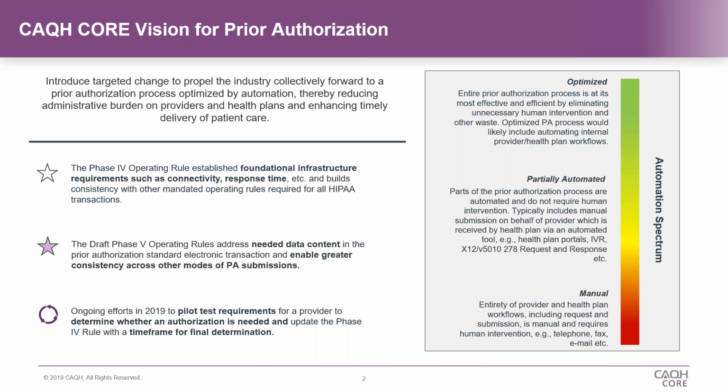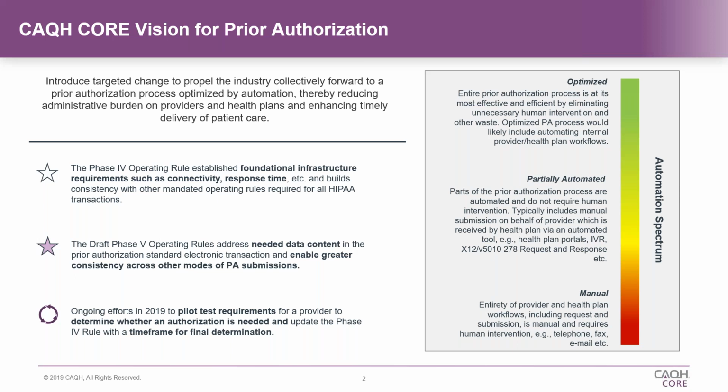The Phase 5 operating rules built upon these foundational infrastructure requirements to address needed data content in the prior authorization standard electronic transaction and enable greater consistency across other prior authorization exchange mechanisms. Ongoing efforts in 2019 include piloting test requirements for a provider to determine whether an authorization is needed and updating the Phase 4 rule with the time frame for final determination.